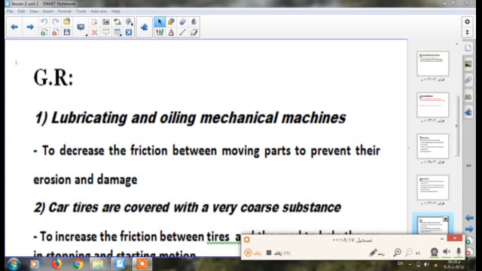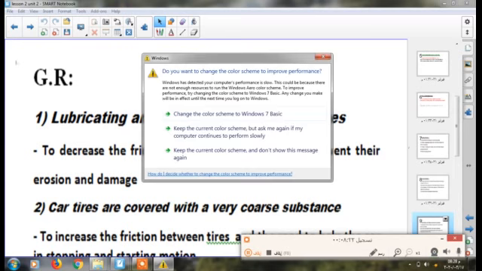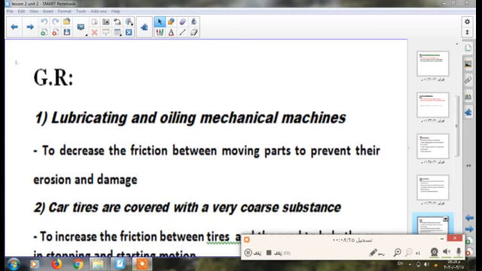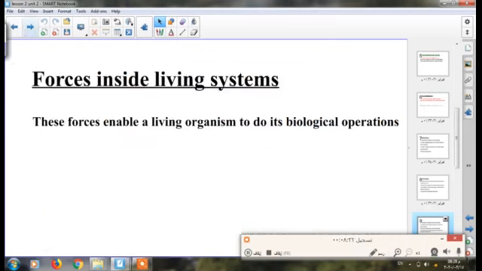The third type of force is the force that is produced inside the living organism. Living organisms are of two types. Unicellular is the type of living organism that has one cell, like fungi, like algae, and this organism contains some of this force to do some biological operations. It is the unicellular.